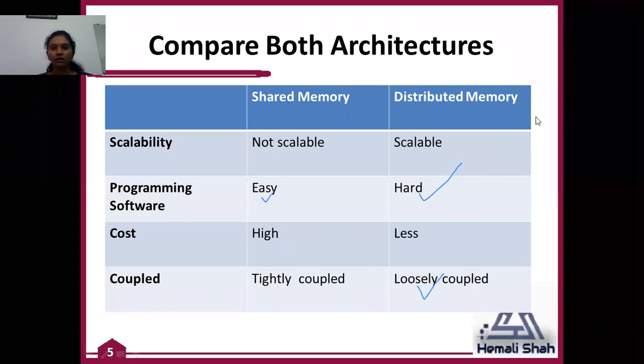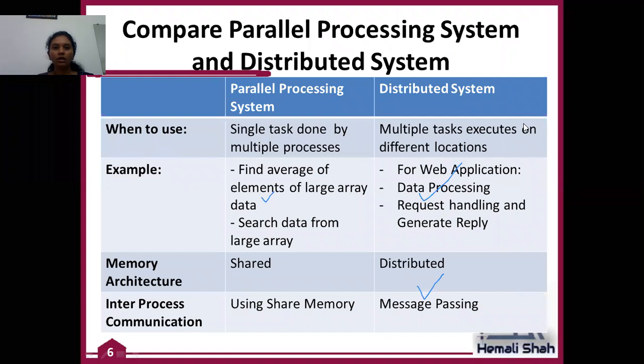Now let us talk about the comparison of parallel processing systems and distributed systems. When should you create a parallel processing application, and when a distributed system application? When you have a single task and multiple processes, you should go for parallel processing, because you want to deliver your task quickly. You can divide your big task into small tasks and assign them to multiple processes.